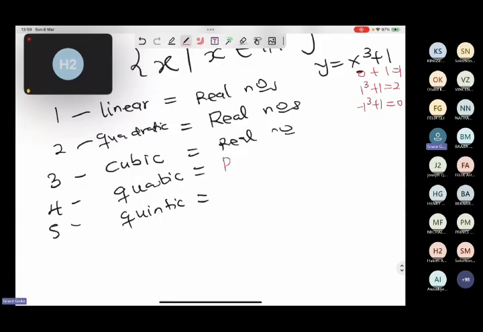What about quartic? Real numbers. And quintic is still real numbers. Therefore, what is the domain of all polynomial functions? The set of all real numbers.